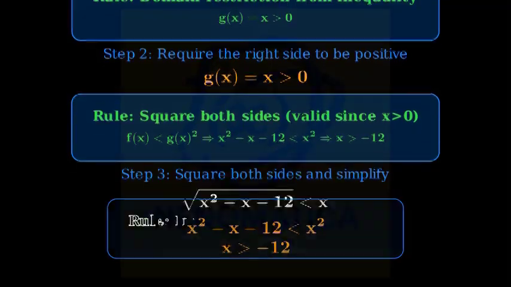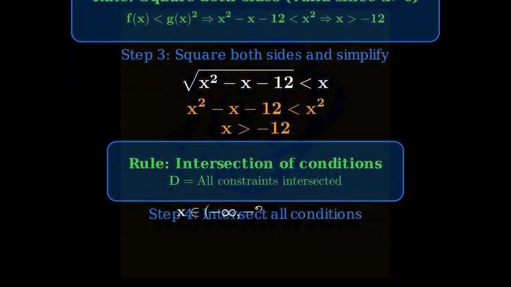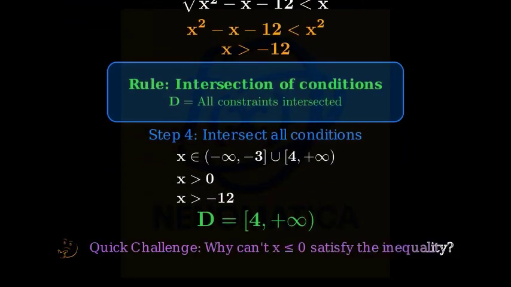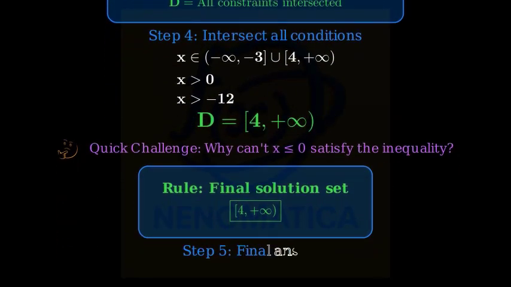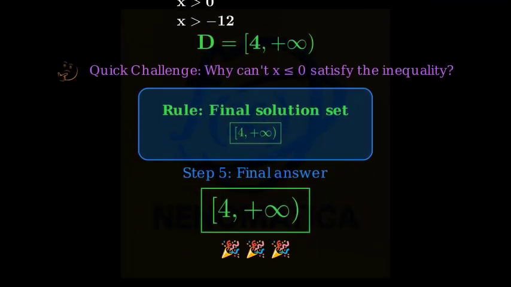Step 4. Intersect all constraints. We combine the radicand domain, the positivity condition x greater than 0, and the simplified condition x greater than negative 12. The intersection is from 4 to infinity, including 4. Step 5. State the final solution set clearly. The set of all real numbers x such that the inequality holds is the closed interval from 4 to infinity.